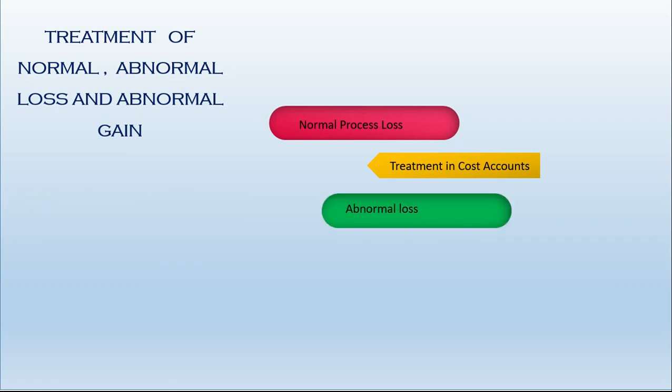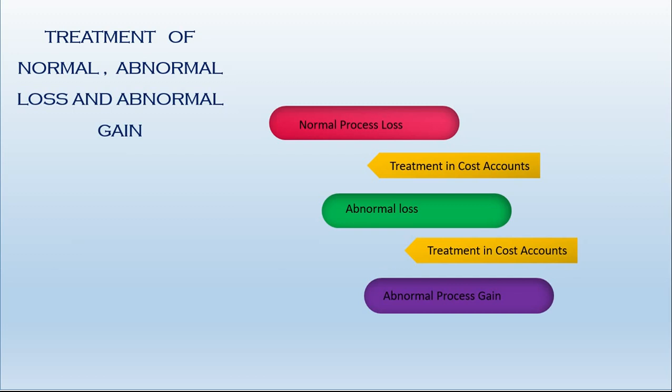Abnormal process loss. It is also known as abnormal wastage. It is defined as the loss in excess of the pre-determined loss, normal process loss. Treatment in cost accounts. The cost of an abnormal process loss unit is equal to the cost of a good unit. The total cost of abnormal process loss is debited to costing profit and loss account.